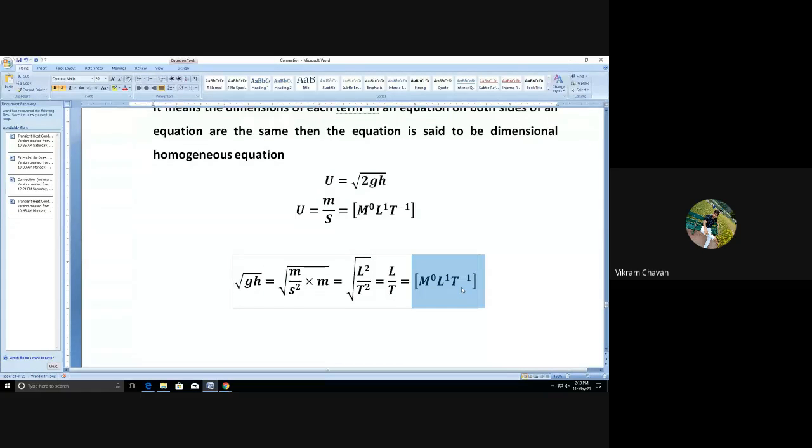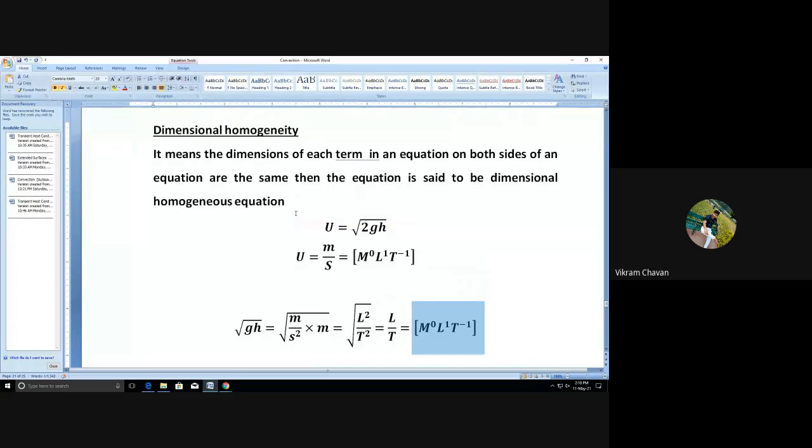So the dimensions of the right hand side term are equal to the left hand side term. If the dimensions on the right hand side of the equal to sign are equal to the left hand side, then that equation is a dimensionally homogeneous equation. Is everyone getting it? What is meant by dimensional homogeneity?